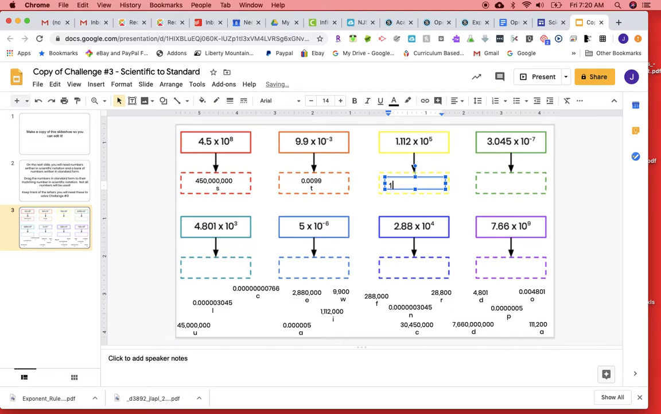So I have 1, and then we're moving it 1, 2, 3, so about 1, 1, 2. So then we moved it 1, 2, 3 places, and I have to add 2 more zeros because we're moving 2 more additional spots. So our answer is going to be 111,200.